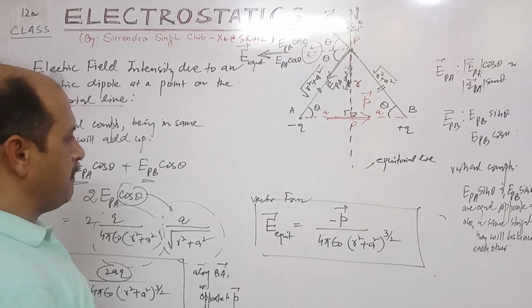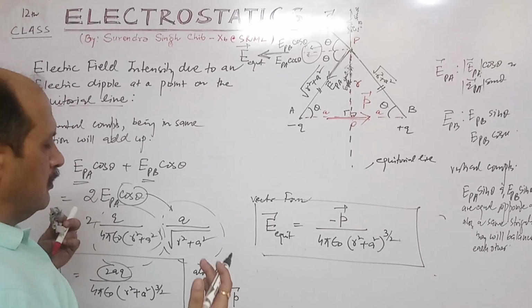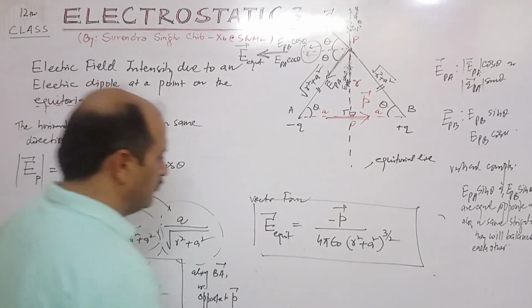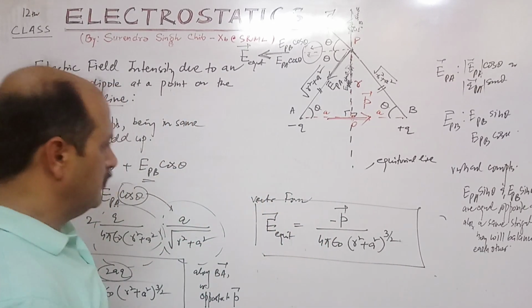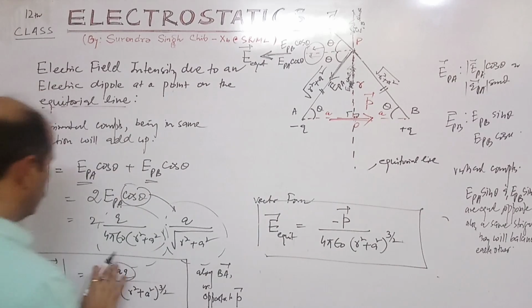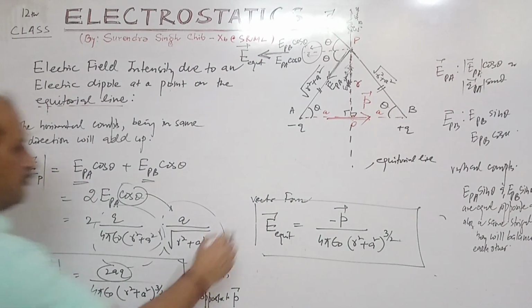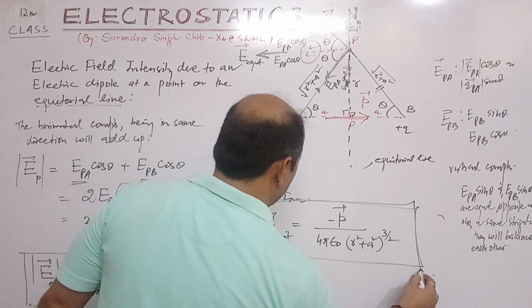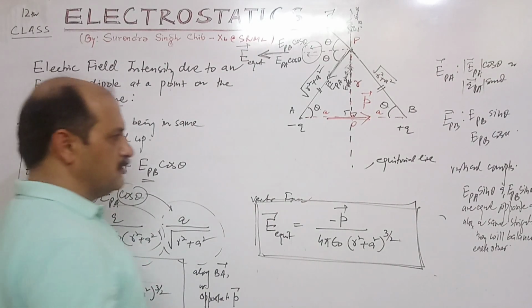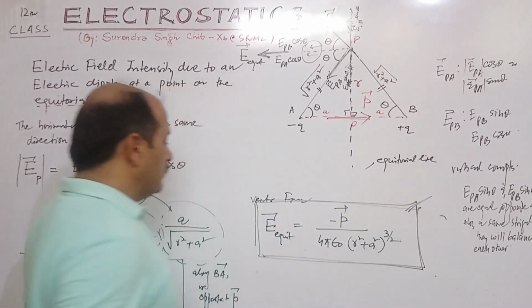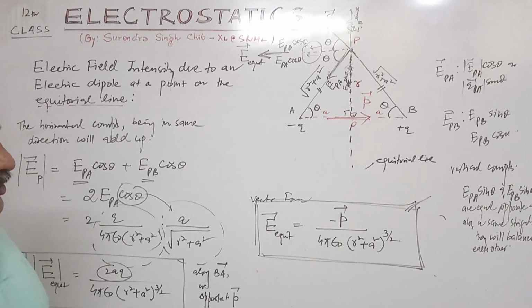If you are taking the magnitude only, take the mod of it, remove P vector and the negative sign. What is P here? 2aq. Derivation is also important, but for competitive exams or numericals, you have to learn it: E equatorial equals minus P over 4 pi epsilon naught times r square plus a square to the power 3 by 2.